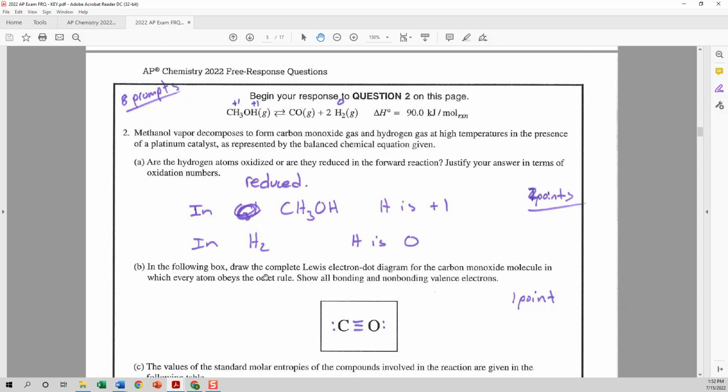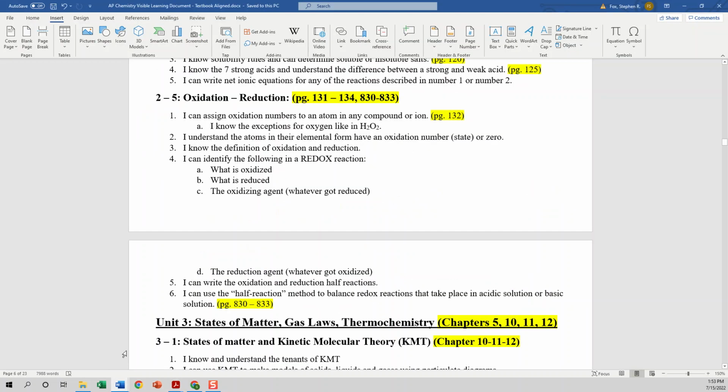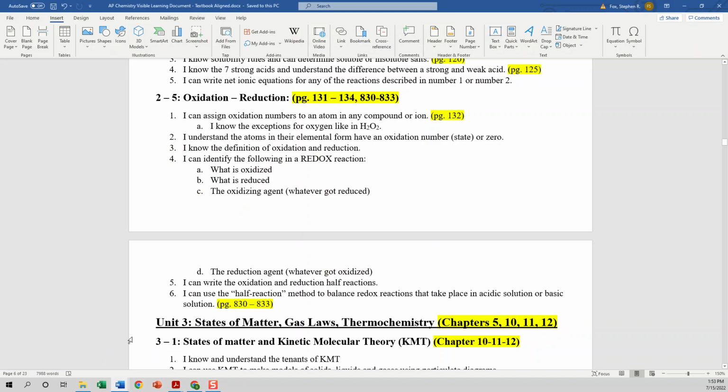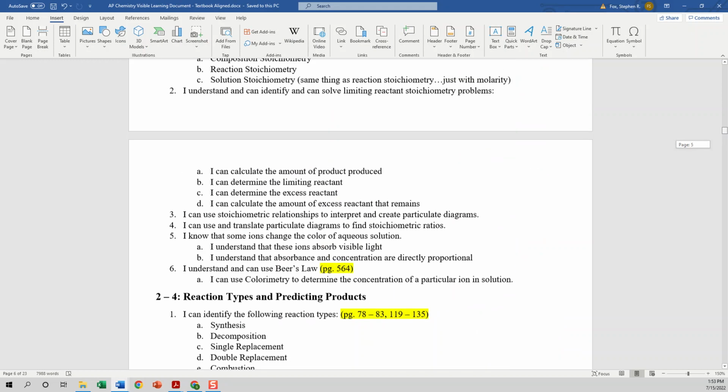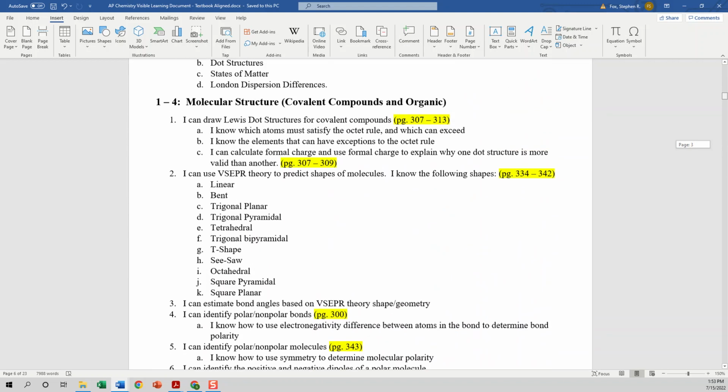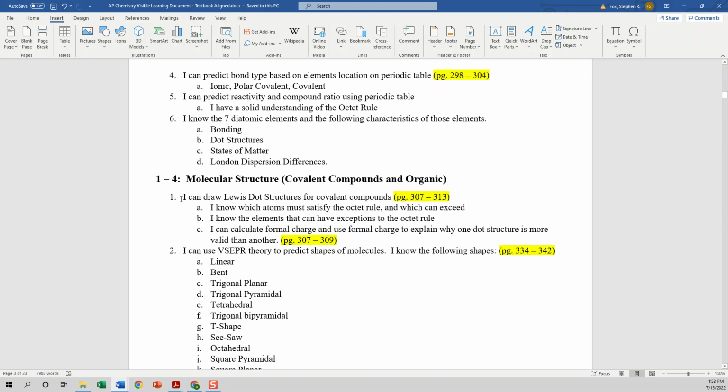In the following box, draw the complete Lewis dot structure diagram for carbon monoxide molecule in which every atom obeys the octet rule. Show all bonding and non-bonding electrons. So non-bonding electrons are just the lone pairs, okay? So if you go to, so 2B is 1-4. So this is back in unit 1. So, you know, when we start out in AP chemistry, unit 1, we're going to get to a lot of stuff. Unit 1 is a big unit, and it starts in 1-4, we're doing dot structures.